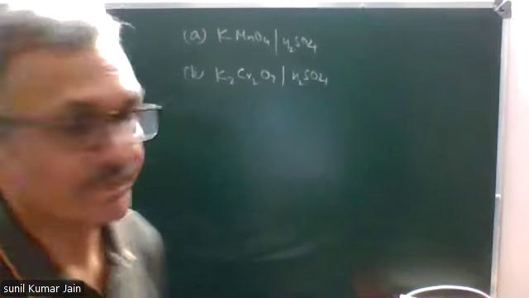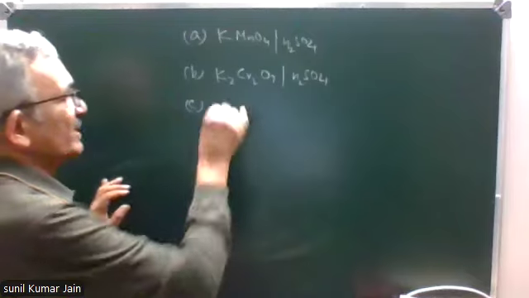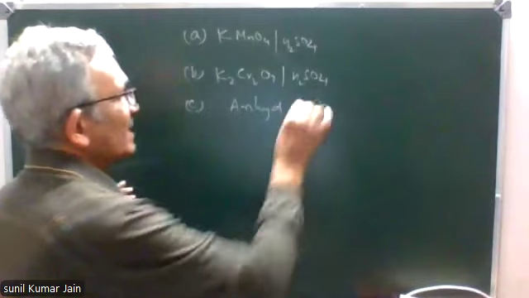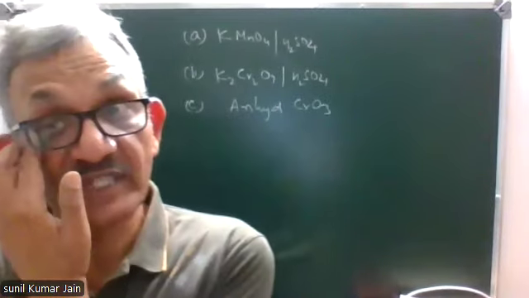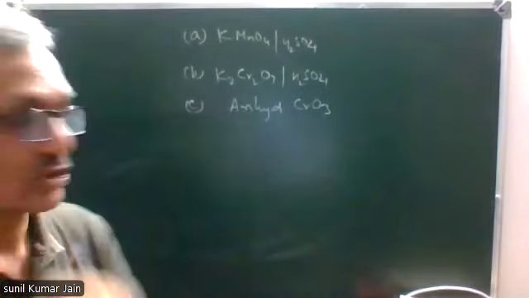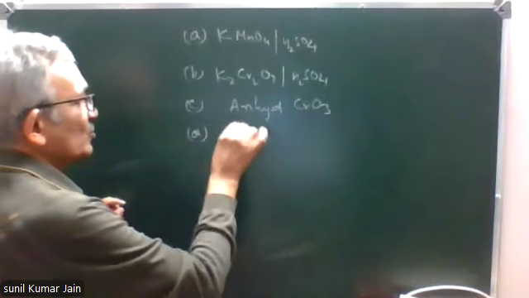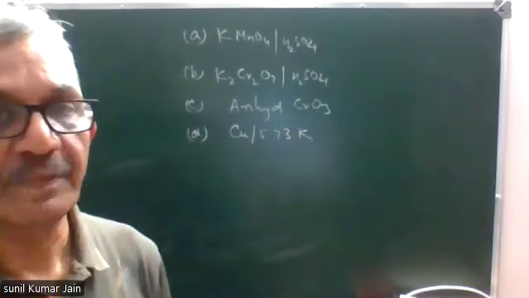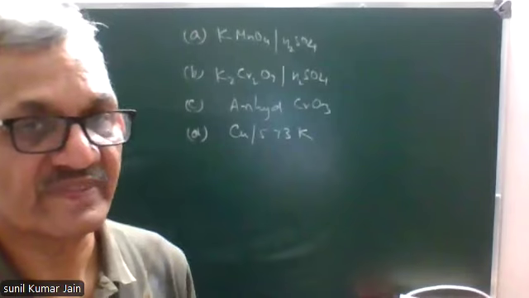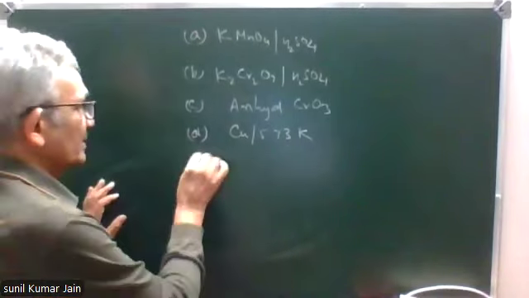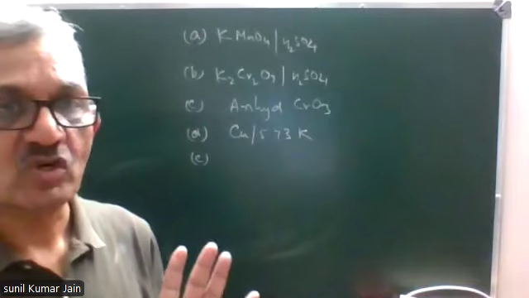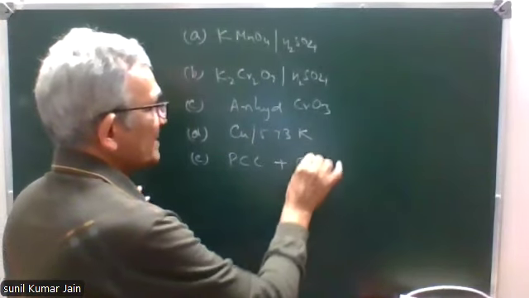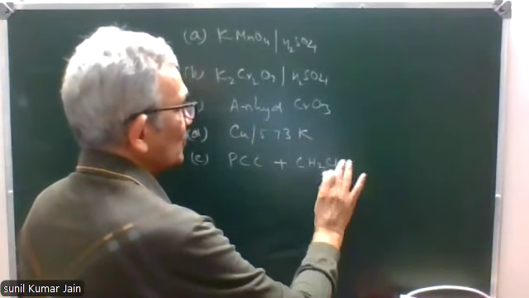Acidified potassium dichromate. Third, that is C, we can use anhydrous CrO3, anhydrous chromium trioxide. Fourth, D, we can use hot copper, copper at 573 Kelvin. E, the last oxidizing agent is PCC plus CH2Cl2.